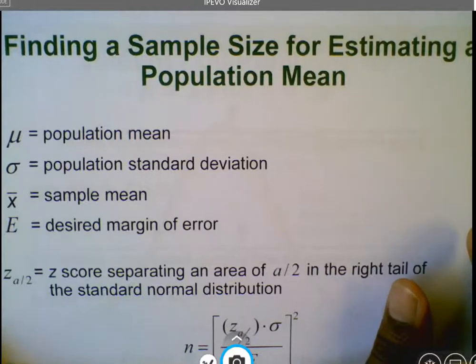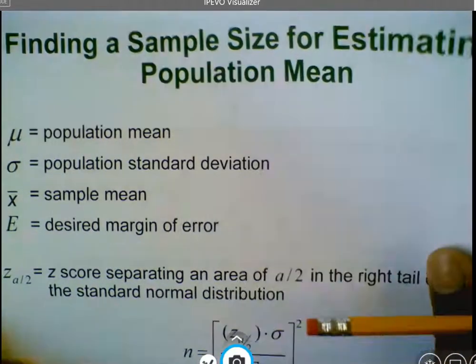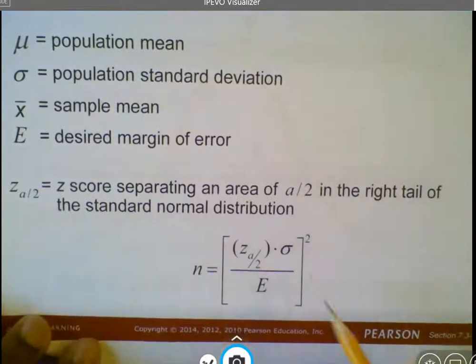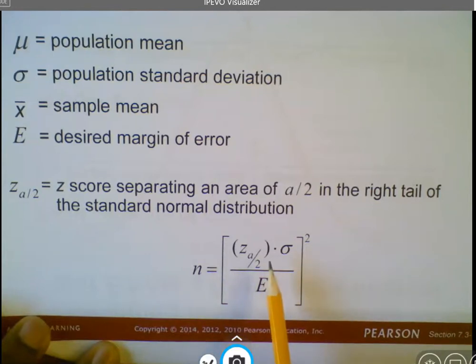The last thing I want to mention is finding sample size using the population mean. Basically, all of our variables remain the same. We have a new formula though. In this case, n is going to be our z-score at alpha divided by 2 times the population standard deviation, divided by the margin of error, squared. That should give us the minimum number of participants we need to have in the survey in order to be able to make predictions for 95% confidence or 90% confidence or create a confidence interval.